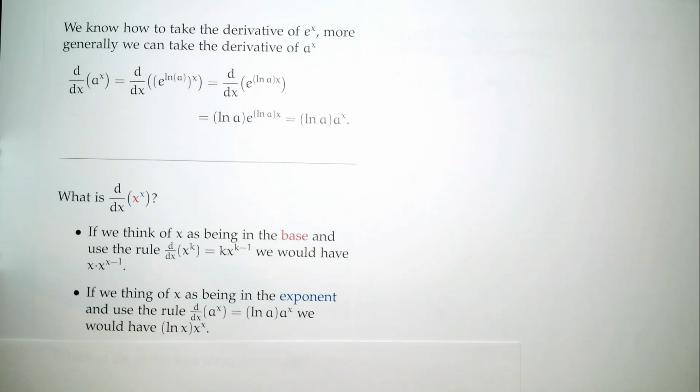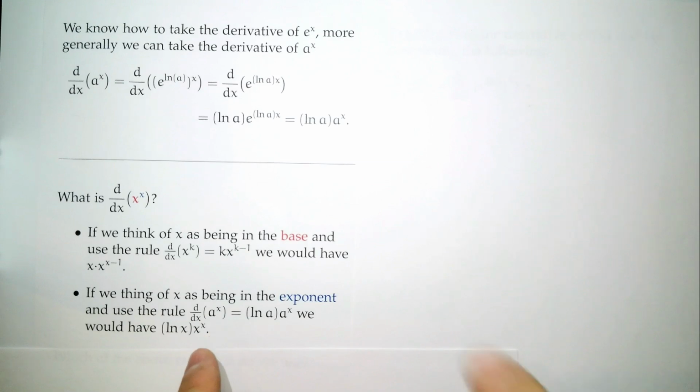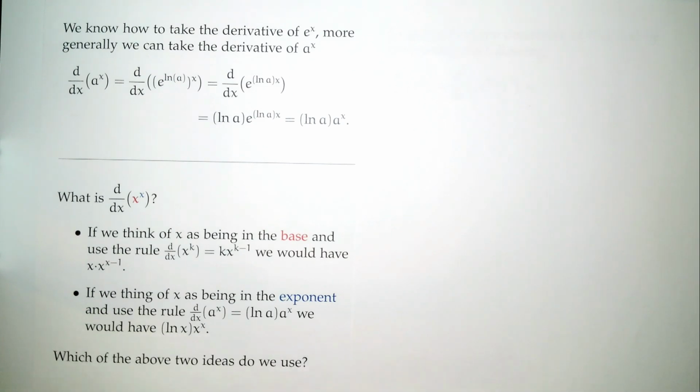Which would mean that if we apply that and we think of the bottom x as being a fixed thing, we'd have x to the x, which is the a to the x times log of a, log x. Well, now which one of these is the right idea?